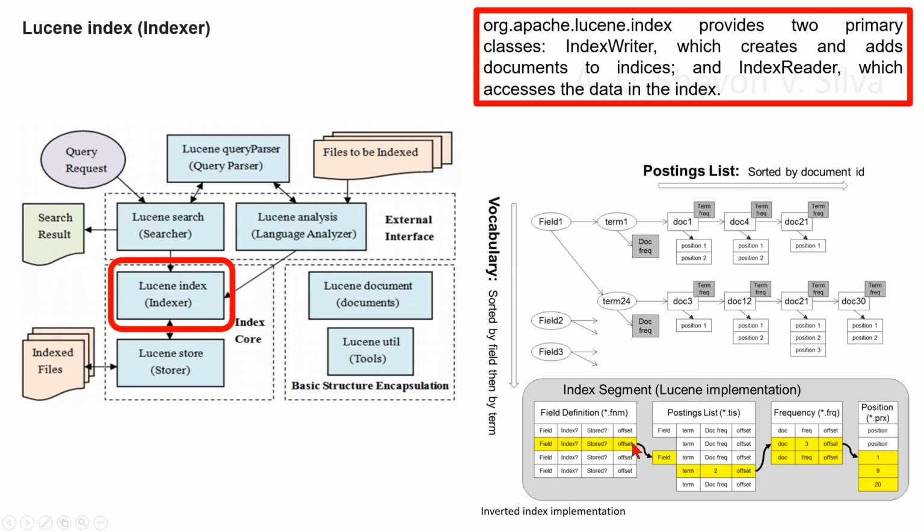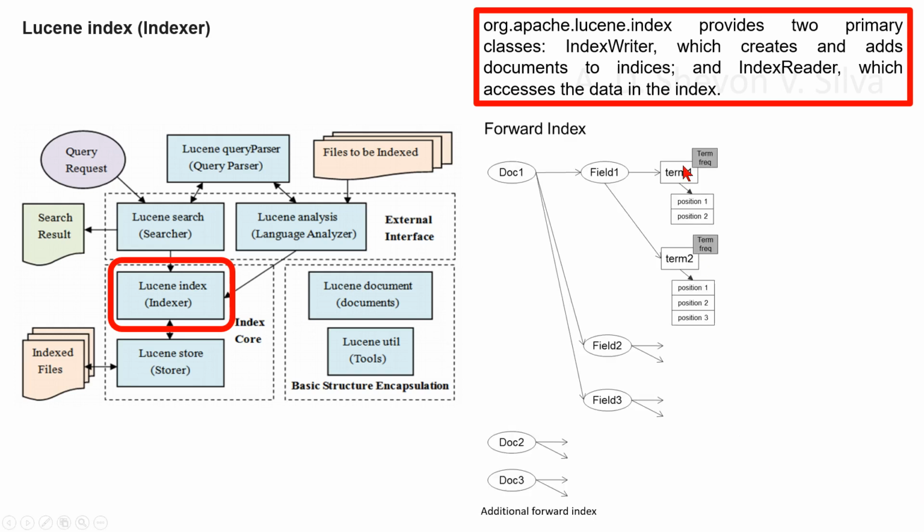This line is connected to the field here, the posting list, field term doc frequency, and offset here, 2. And it's connected to the frequency here as a doc frequency, and the offset here, which is 3, and this is connected to the position here, 1920 here.